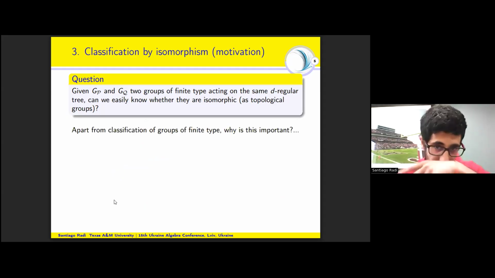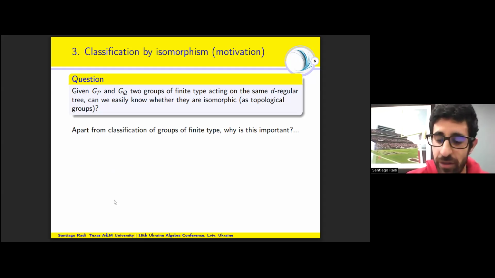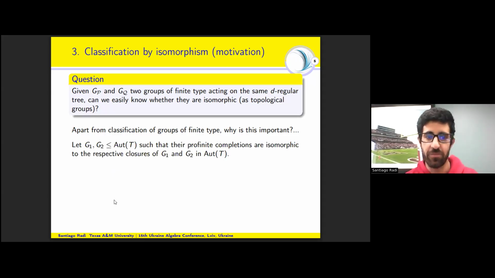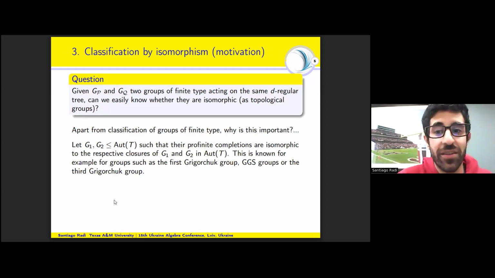Okay, why is this question important? Well, first of all, it's always interesting to classify things in mathematics. But if that's not enough, I have two other reasons to study this. So imagine we have two abstract groups in Aut T, such that their profinite completions are isomorphic to the closures of G1 and G2 in Aut T. This is not something crazy to think about, because there are so many examples of groups whose profinite completion coincides with the closure in Aut T.